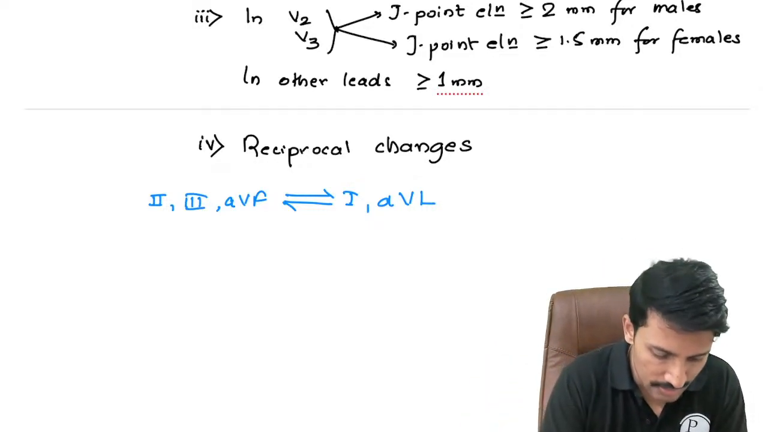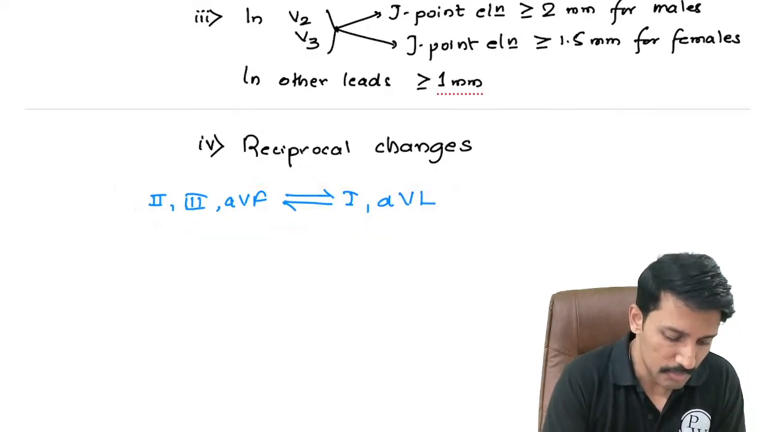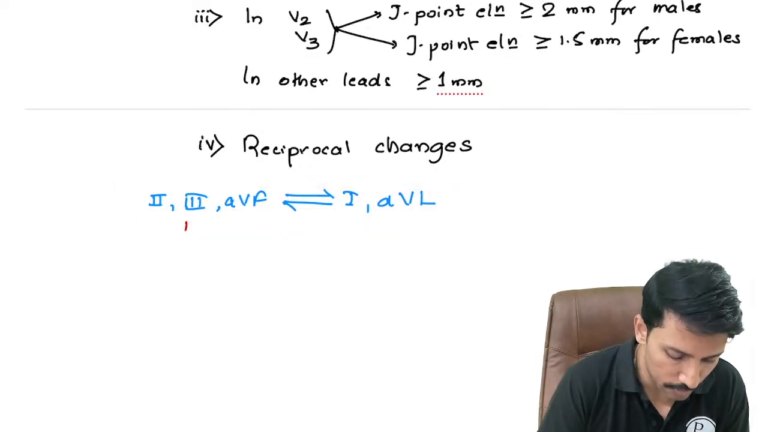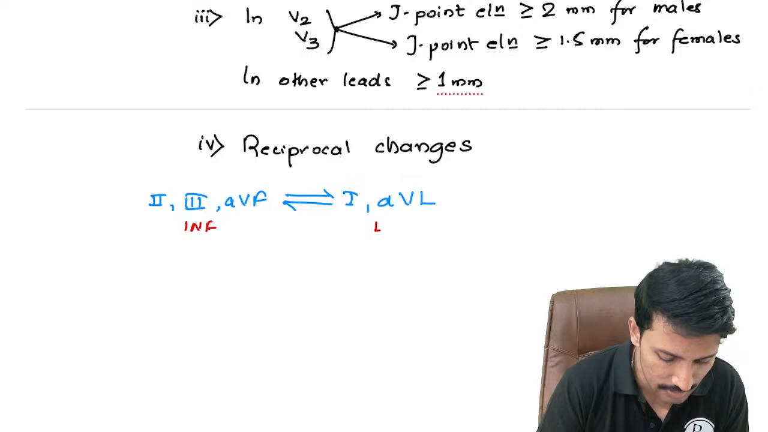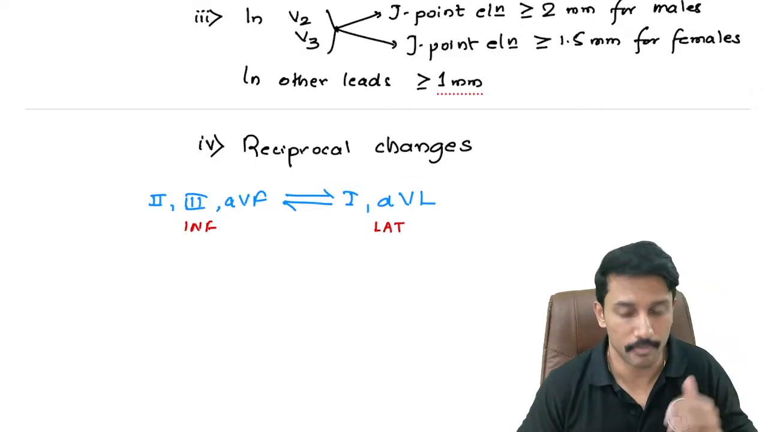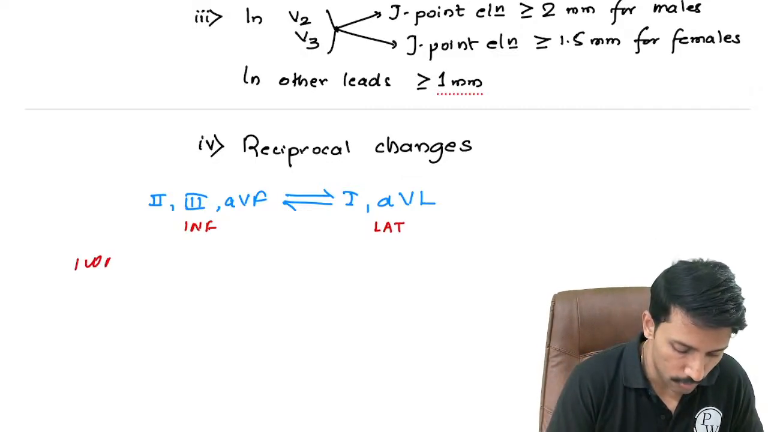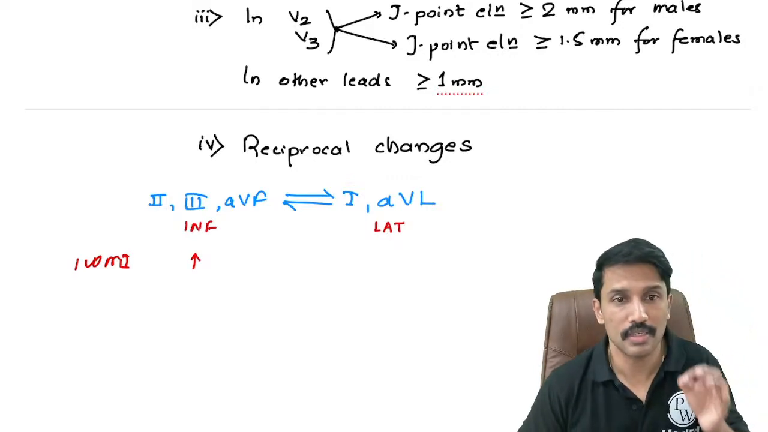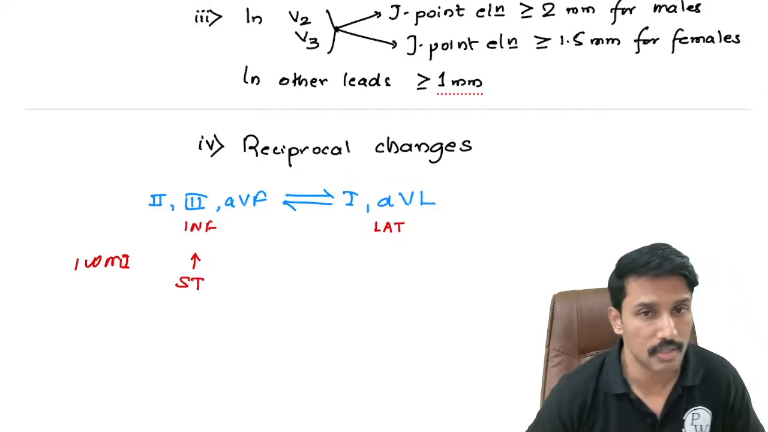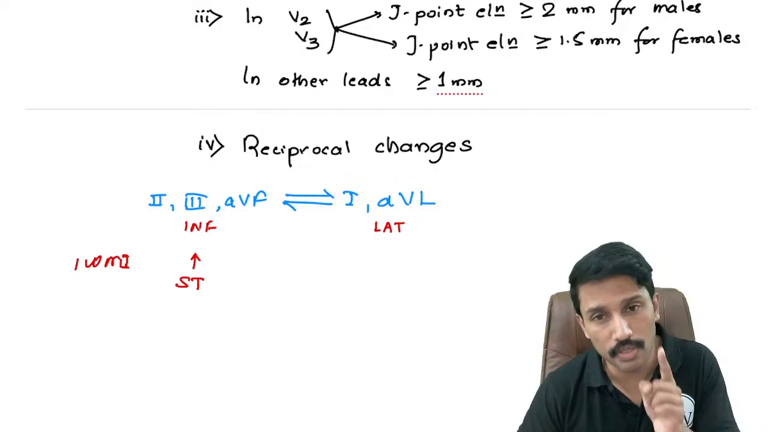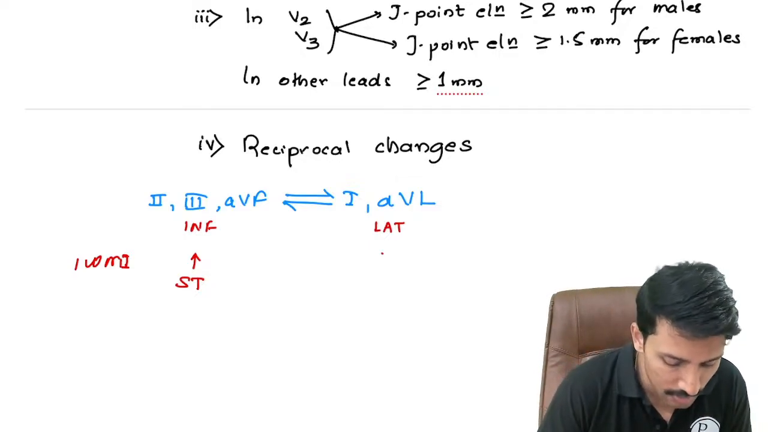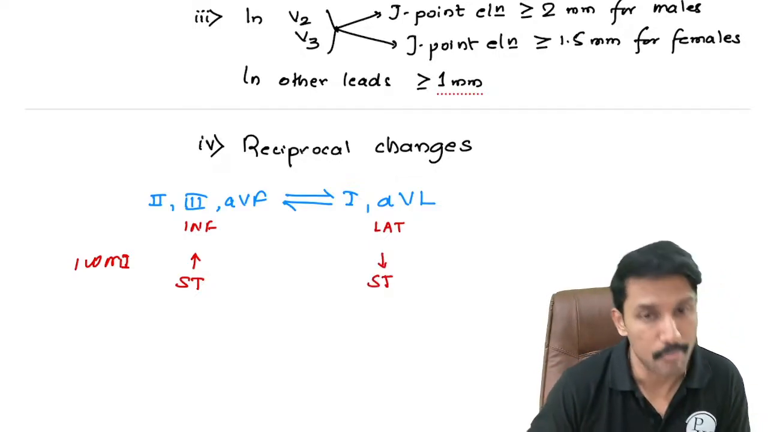Okay, so these leads are reciprocal to each other. That means if I have inferior wall MI, these are the inferior leads, these are the lateral leads. So if I have inferior wall MI, I am expected to see ST elevation in 2, 3, AVF, right? ST elevation in 2, 3, AVF. If this is truly a STEMI, then 1 and AVL are supposed to show ST depression.